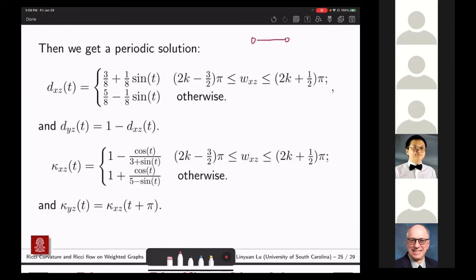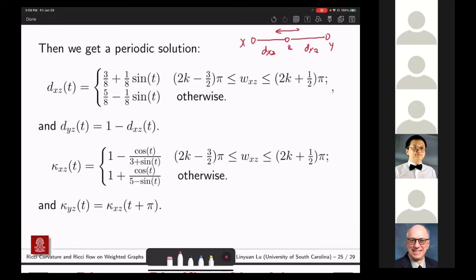So here is the graph, X, Z, and Y. And here is the distance, okay, DXZ, DYZ. Now this is the function, you can see that X, Y is fixed, and this Y is just oscillating. The Z is moving from left to right, right to left. And this function, I can write, looks like this.